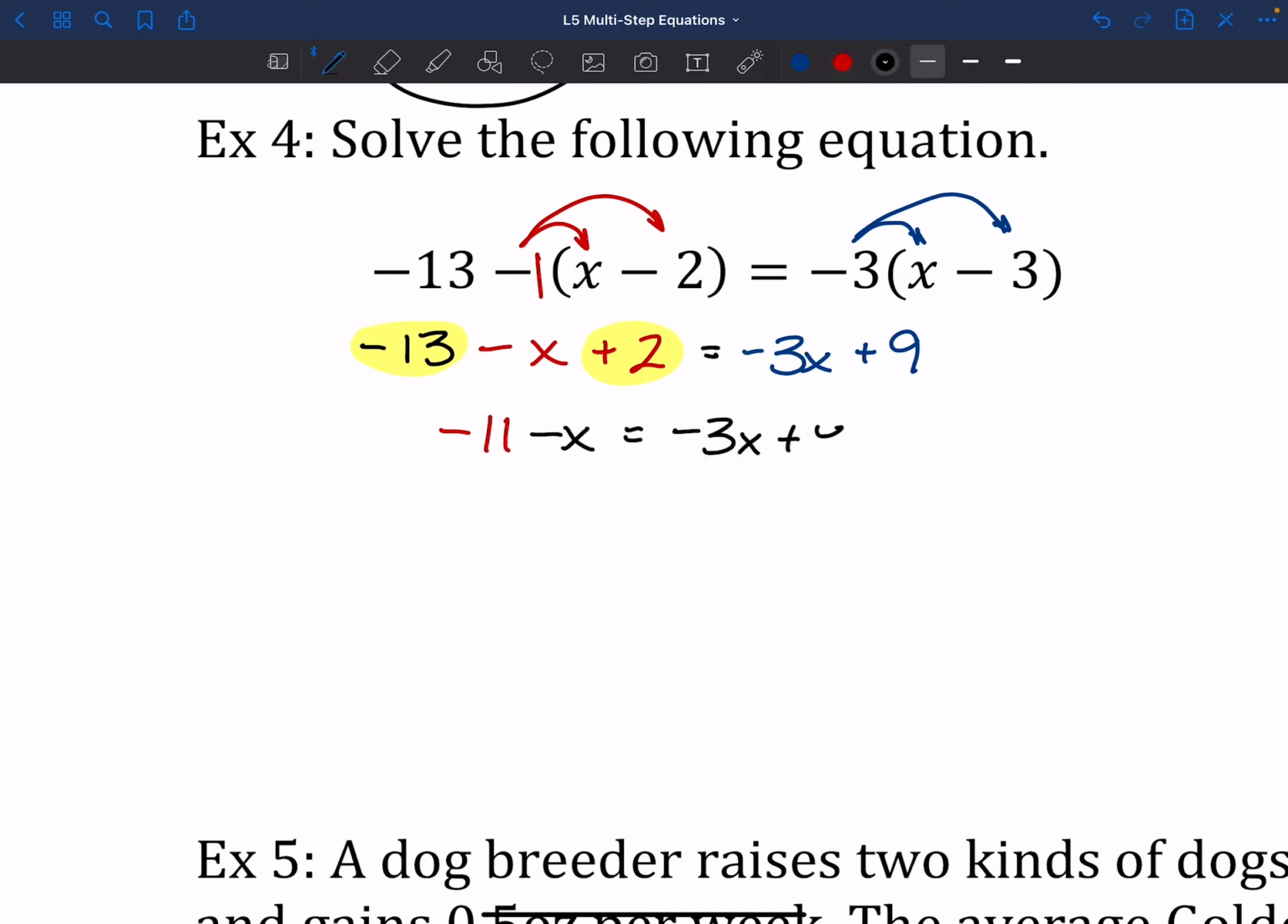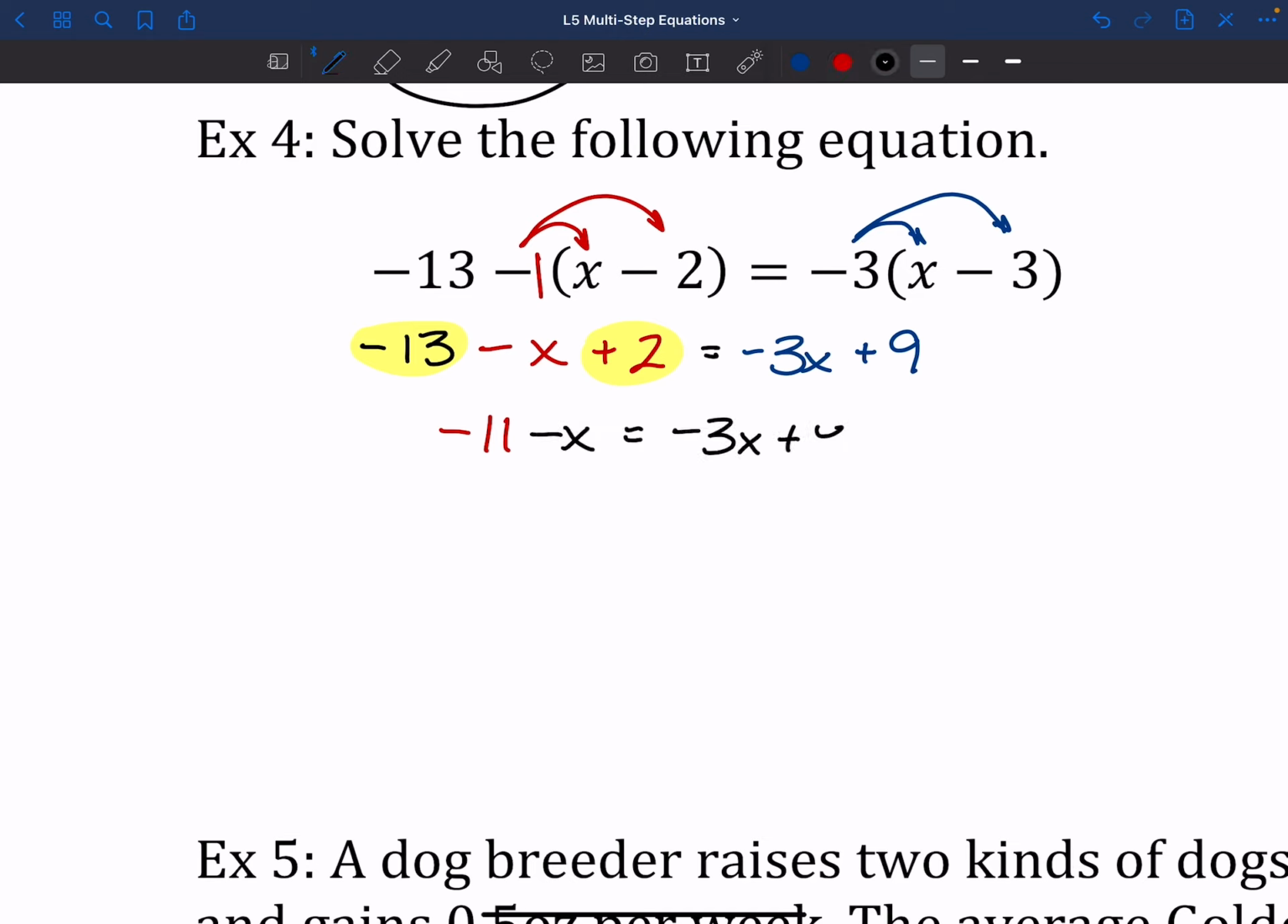Okay, after that, still got to get all my variables to one place, right? Let's add x, just pretty similar to what we did on the last one. Okay, so we'll have negative 11. We'll get minus 2x plus 9 over there, right?